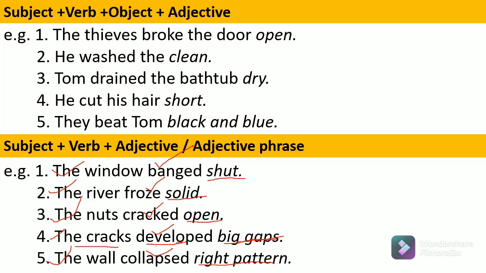The action banged resulted in the shutting of the window. The action froze resulted in solid, turning it into solid. The action of cracking resulted in the opening of them. And the cracks, the action developed, it ended in big gaps. And the last example, the wall collapsed, it ended in right pattern. Right pattern is an adjective phrase, and it is the end result of the earlier action, that is, of collapsing.